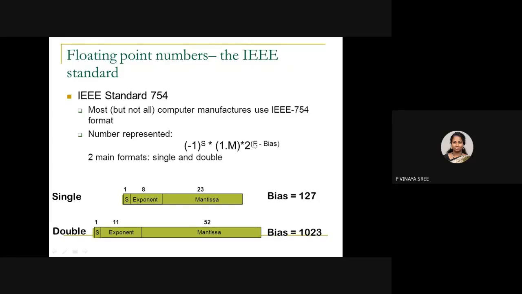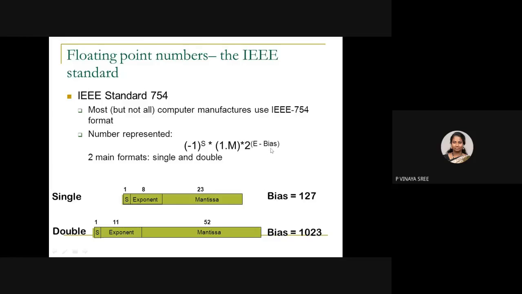Next, 2 to the power of your exponent. Exponent, previously what you calculated, let us consider the value 134. 134 minus your bias. Here we are doing minus for converting back from floating point representation to decimal, you have to do minus. From decimal to floating point representation, you have to do plus. So E minus bias. The bias value for single precision will be 127, and for double precision will be 1023.